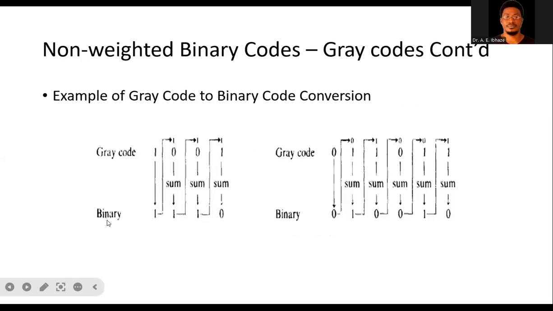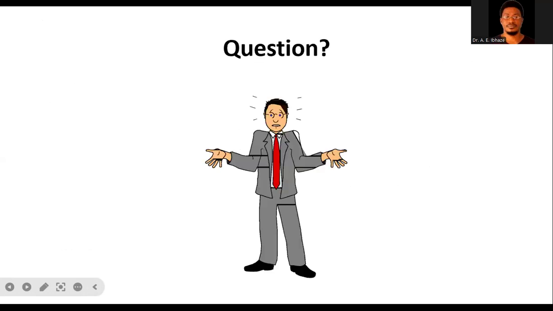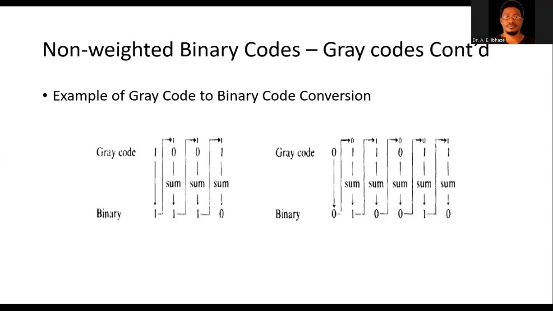For converting from gray to binary, the first bit is usually the same, so we retain it. Then we move that bit upward such that we now add. So 1 plus 0 is 1. What we have here, we move it up this way. 1 plus 0 is also 1. What we have here, we move it upward. 1 plus 1 is 2. That 2 divided by 2 is 1 remainder 0, so we have our remainder as our answer. Now, in this case, we do the same thing.